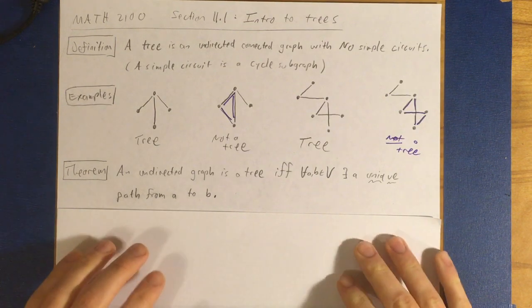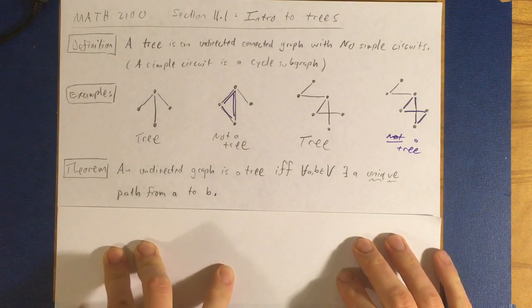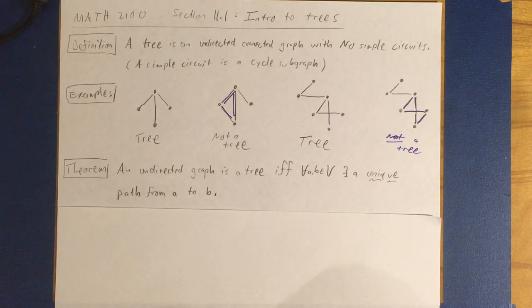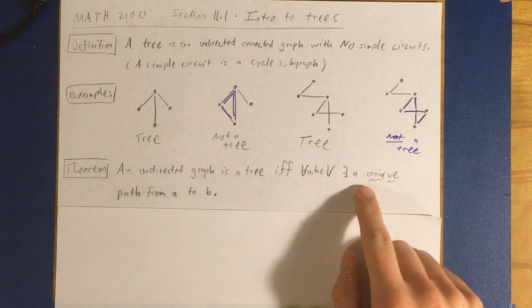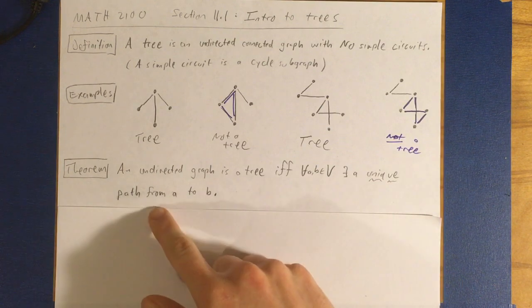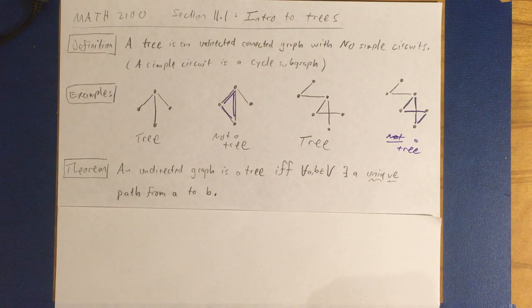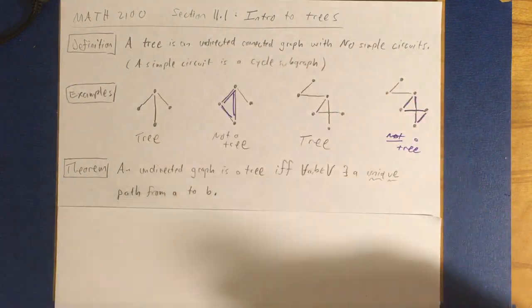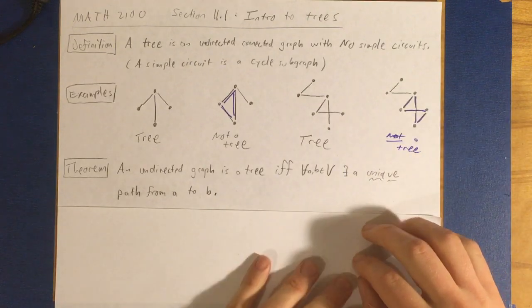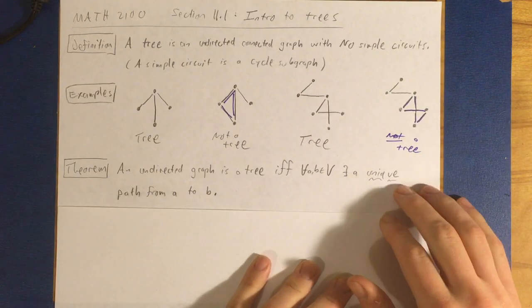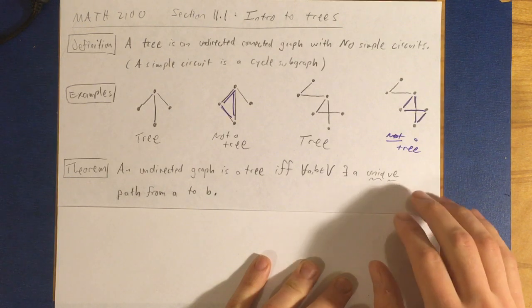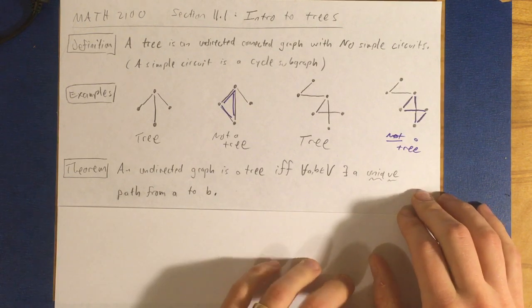So the theorem is that an undirected graph is a tree if and only if, given any two vertices in that graph, there will exist a unique path between those vertices. So we know that if it's a tree, it's going to be connected, which will mean a path will exist. But what we're saying here is that path is unique, and that is both a necessary and sufficient condition for an undirected graph to be a tree.